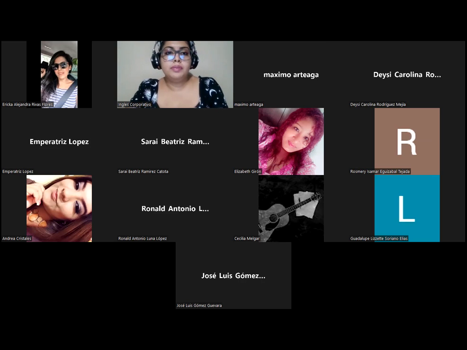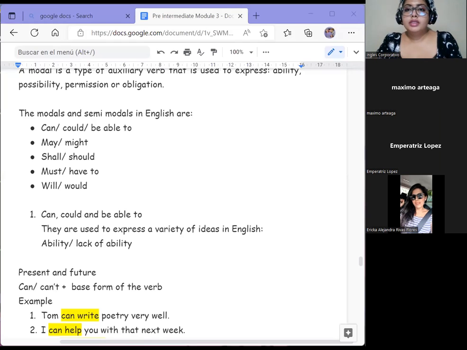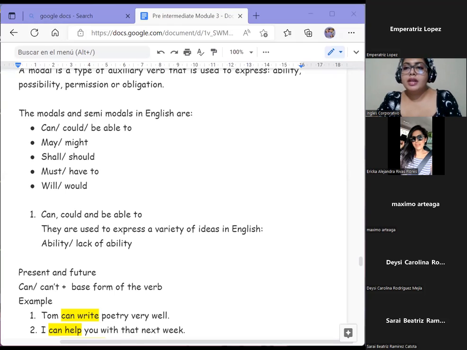So I will share the screen because we need to continue with that topic. Here we are in the document in which we have the information that we were developing yesterday. We were saying that we have these words that express a specific idea: this kind of word expresses ability, possibility, permission, or obligation. And we have can and could, be able to, may, might, shall, should, must, have to, will, and would.